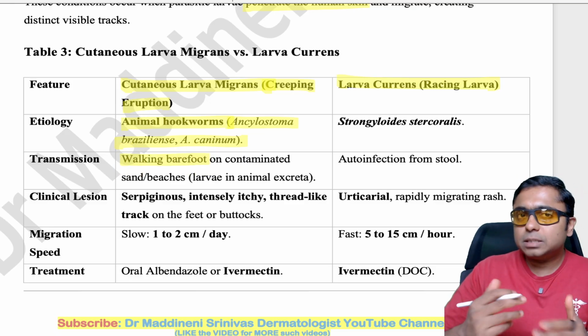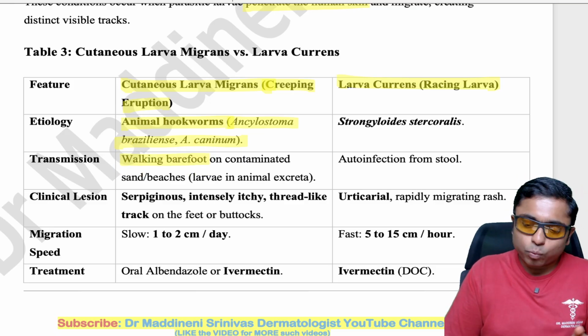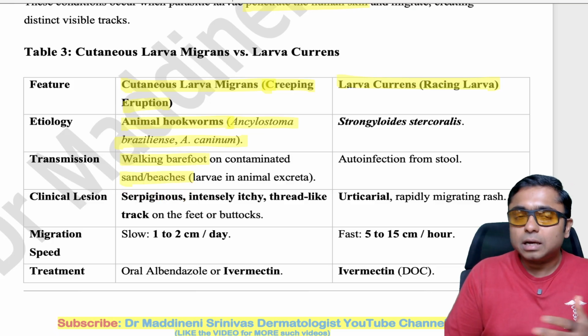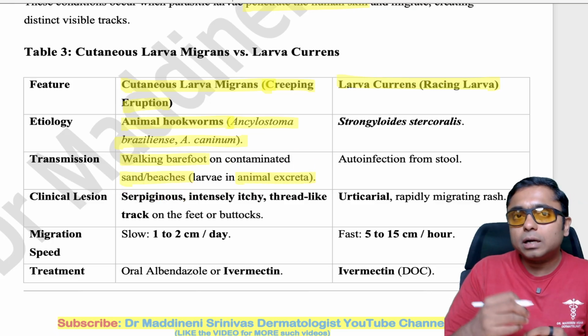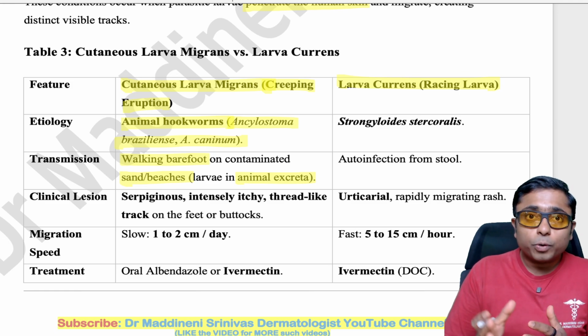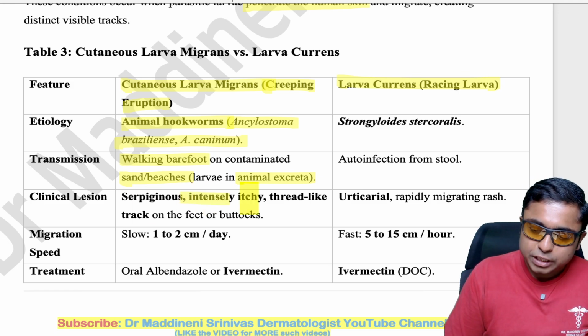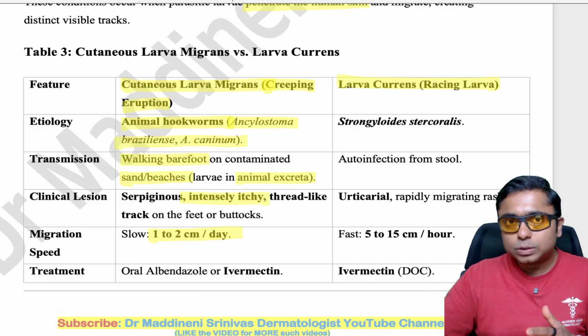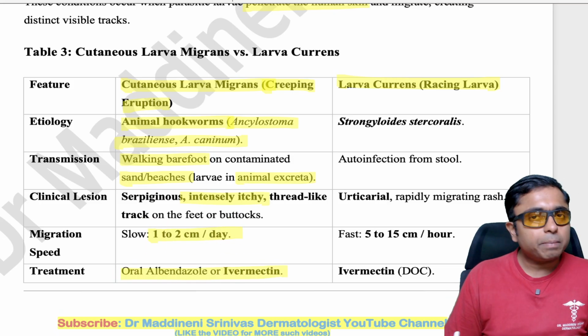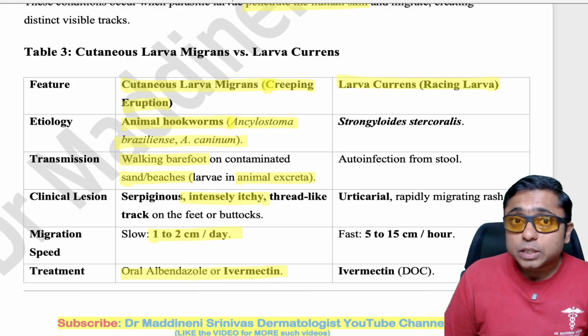And how is it transmitted? Basically during barefoot walking in the sand, on the beaches, the larvae which are present in the animal excreta are going to enter the skin, and they are going to produce serpiginous lesions which are very itchy. And in the case of CLM, they are going to be slow paced, 1 to 2 centimeters per day. Treatment is albendazole or ivermectin.